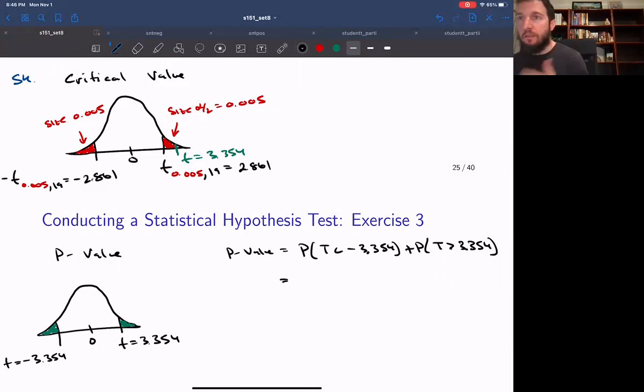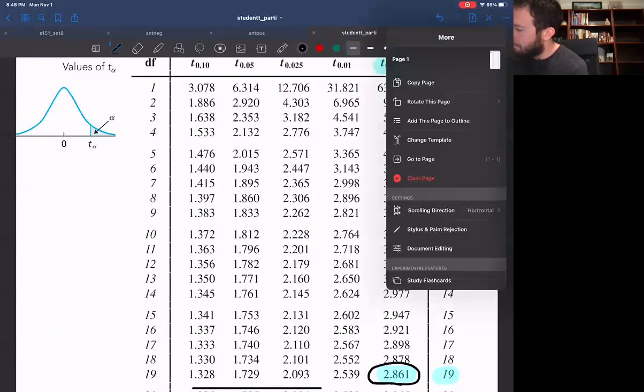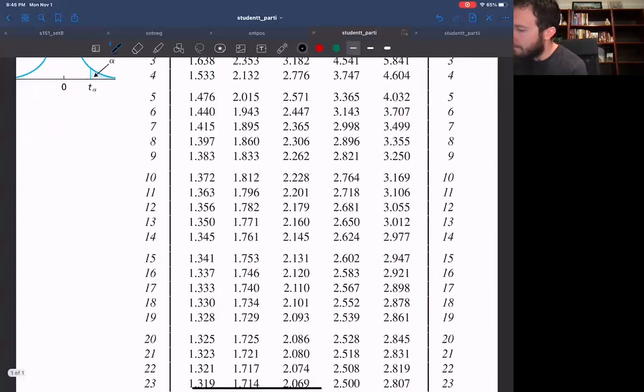Okay, again, the curve is symmetric, so those two green parts are the exact same size. So this is 2 times the probability that t is bigger than 3.354. Okay, now what we're going to do is figure out what is the probability that t is bigger than 3.354 when the degree of freedom is 19. So we go to our t table. We have 19 degrees of freedom, and our test statistic is 3.354.